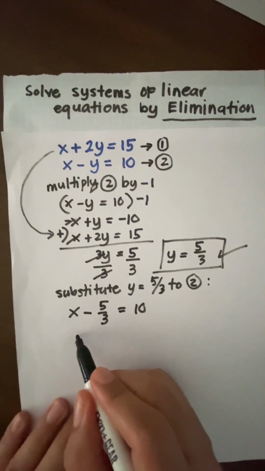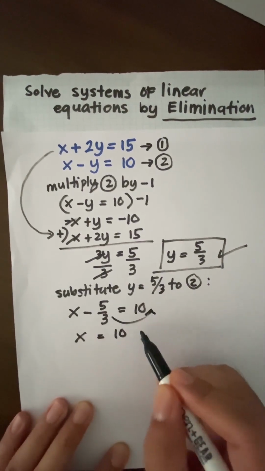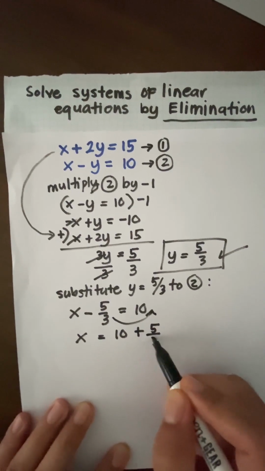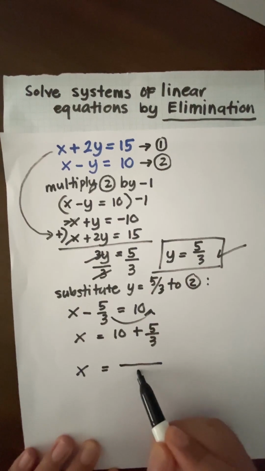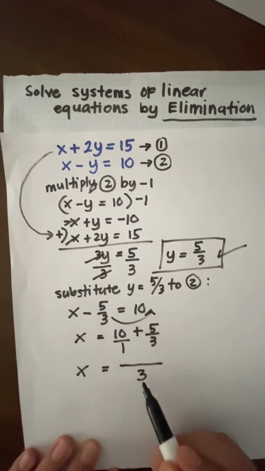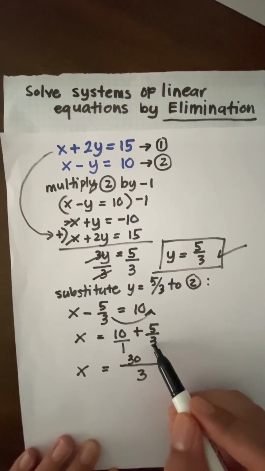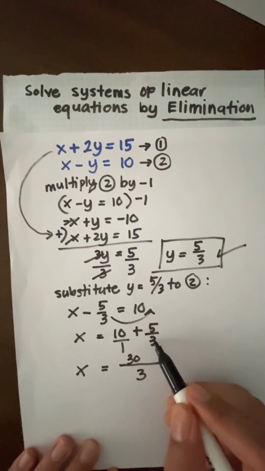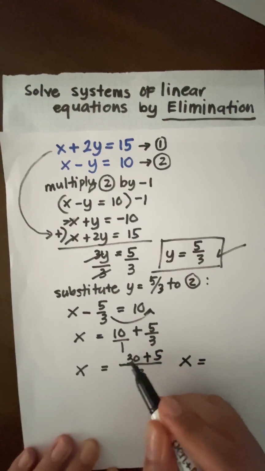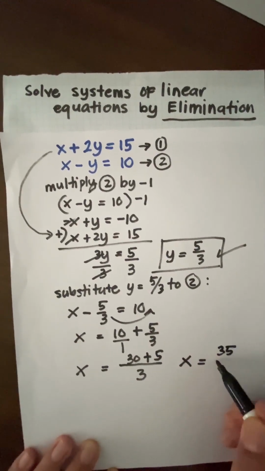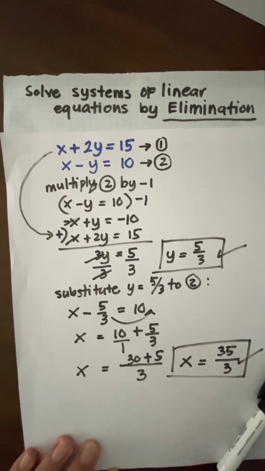We continue by solving the value of x. We move negative 5/3 to the opposite side and change the sign. Finally, solve for the x variable. X is equal to 35/3.